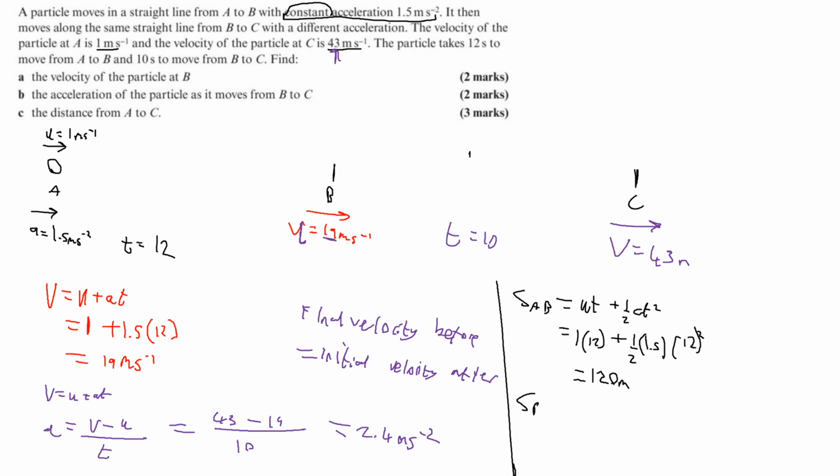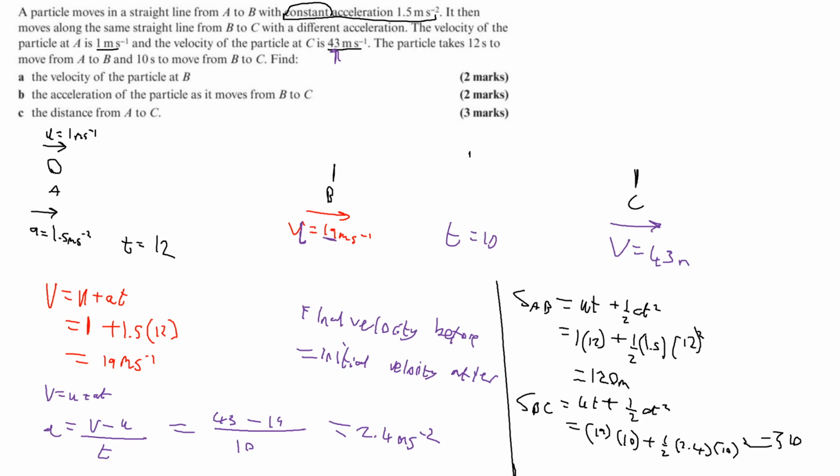Now we'll do the same thing for BC. So SBC is going to be UT plus a half AT squared. And so therefore, the initial velocity is 19. It takes 10 seconds. And the acceleration this time is 2.4. And T is 10 squared. So plug this into your calculators now, people, and you should get an answer of 310.